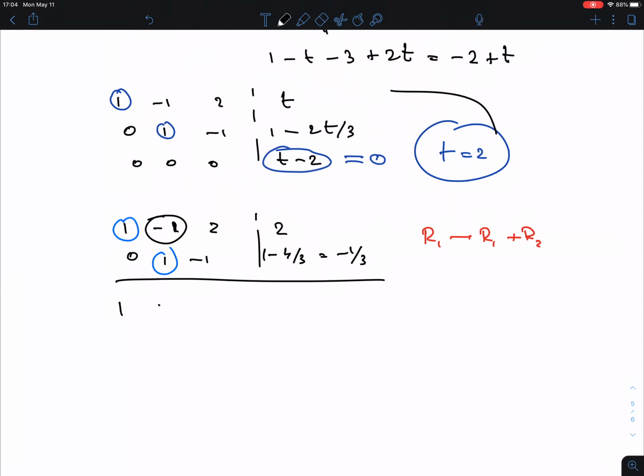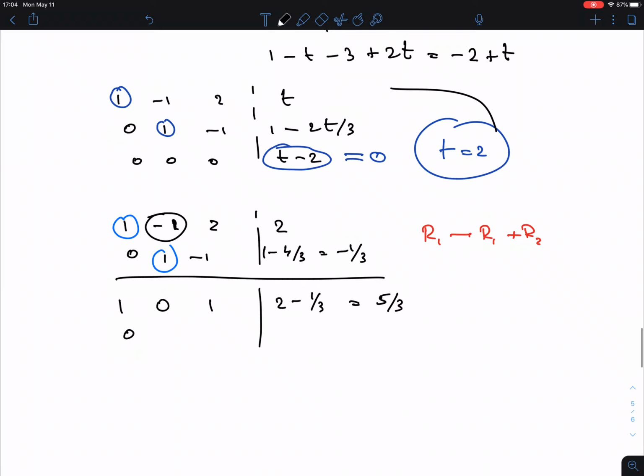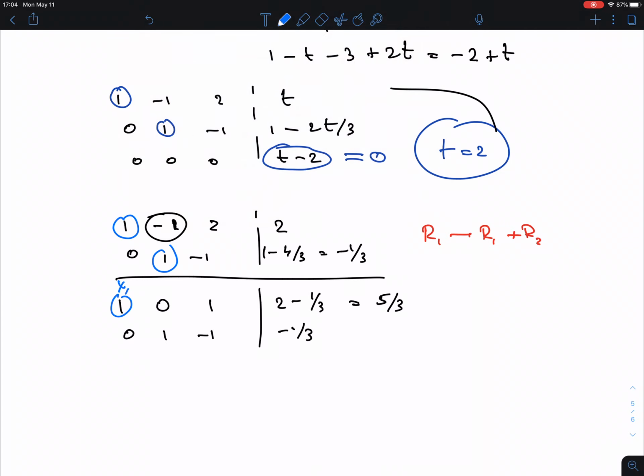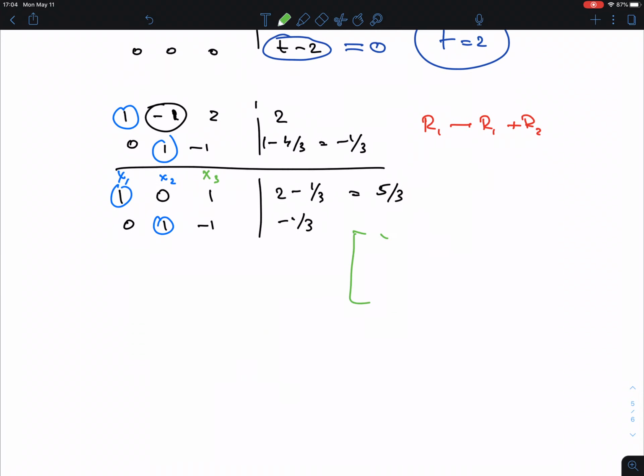We get 1, 0, 1, and now I have to add 2 minus 1/3, that's 6/3, 5/3, and then I have 0, 1, negative 1 minus 1/3. So one more time, x1, x2 are the pivot variables, x3 is a free variable, and so now we write down whatever we have, x1, x2, x3.